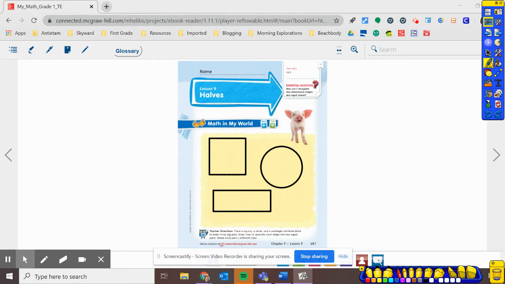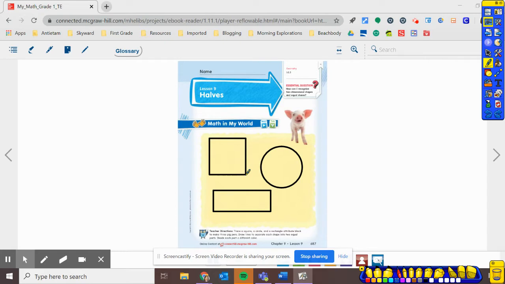Okay, so today we are talking about halves. So what that means is if I have a shape like this, say it out loud, square, I hope you said, because it has four equal sides. So I have this square and I want to put it into halves.